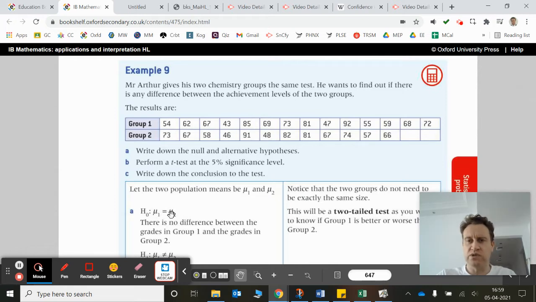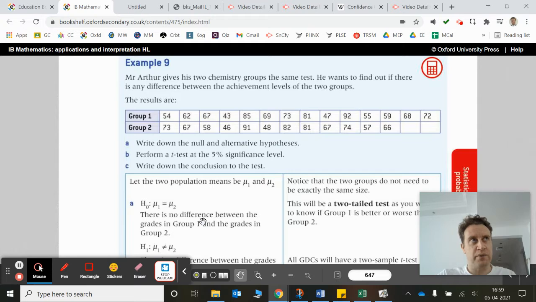So mu1 equals mu2. And of course, the alternative hypothesis is simply saying that they're different, so that they're not equal to each other. We don't think necessarily that one group is better than the other. We don't know at the moment because we just have information in a table. Now, if Mr. Arthur thinks definitely one group is much better than the other and has got the averages for both of the groups already, then he could do a one-sided test, but in this case, it's a two-sided test, because that's how it's set up in the first place from the raw data. Okay, then it says perform a t-test at the 5% significance level.